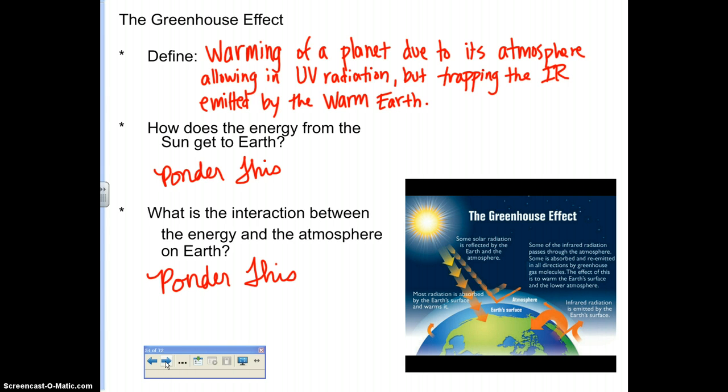So think about these two questions. How does the energy from the sun get to Earth? And what is the interaction between the energy and the atmosphere on Earth? You need to answer those two questions, okay? Kind of research that a little bit. I give you a nice little diagram over here. This ends our third section of topic 8.